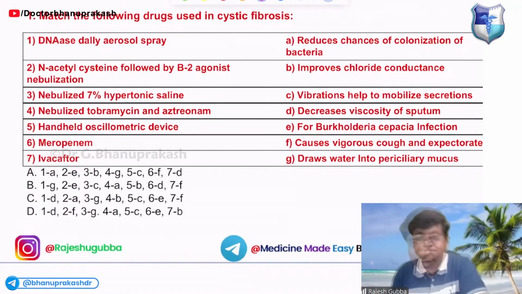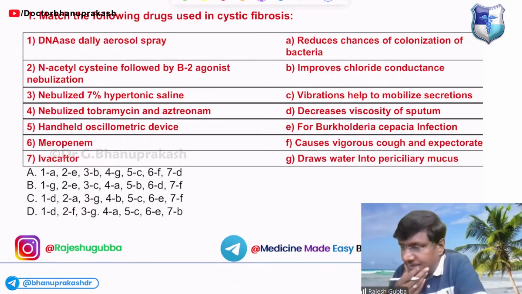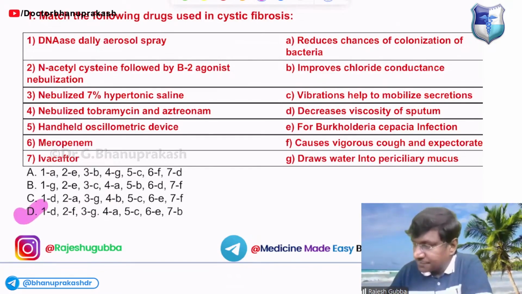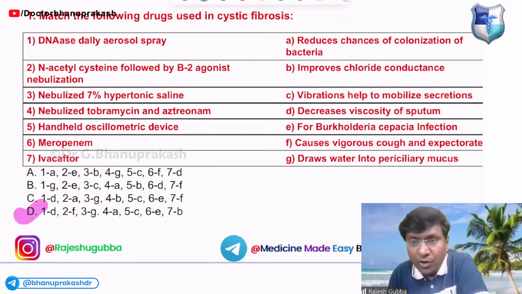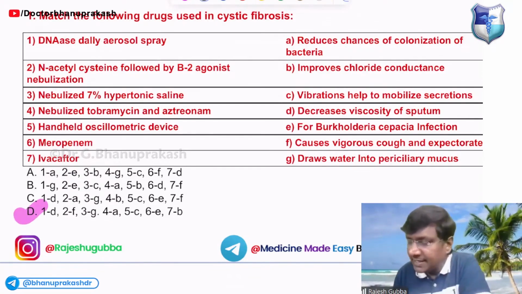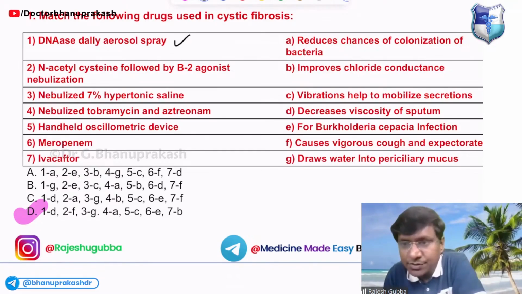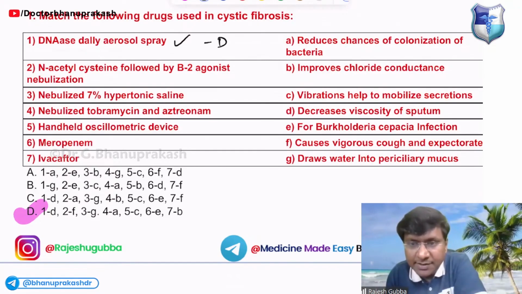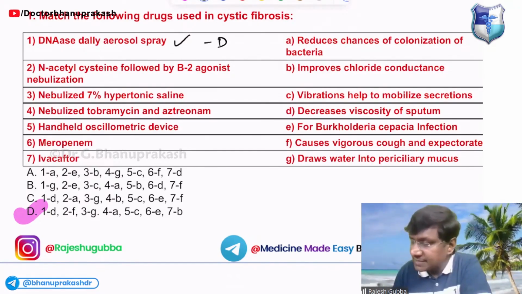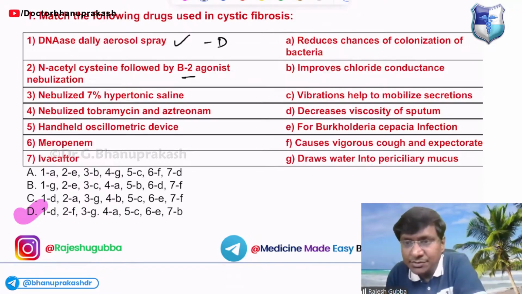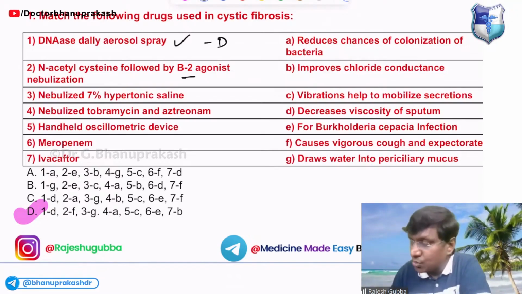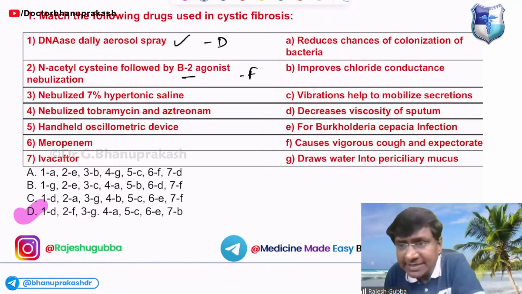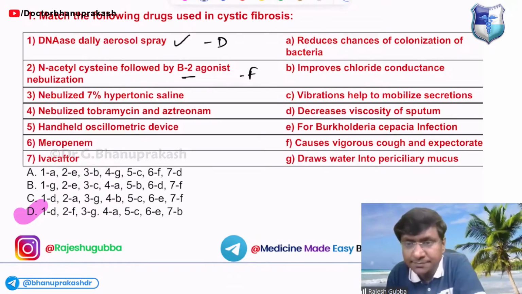Chalo. Next one. Right. So let me tell you the answer here. The answer is the fourth option. Now, what is this particular fourth option? DNase in patients with cystic fibrosis, we mainly give to decrease the viscosity of the sputum. Right. Then you take N-acetylcysteine. N-acetylcysteine followed by beta-2 agonist nebulization is given mainly to cause vigorous cough, and that is followed by expectoration of the sputum.